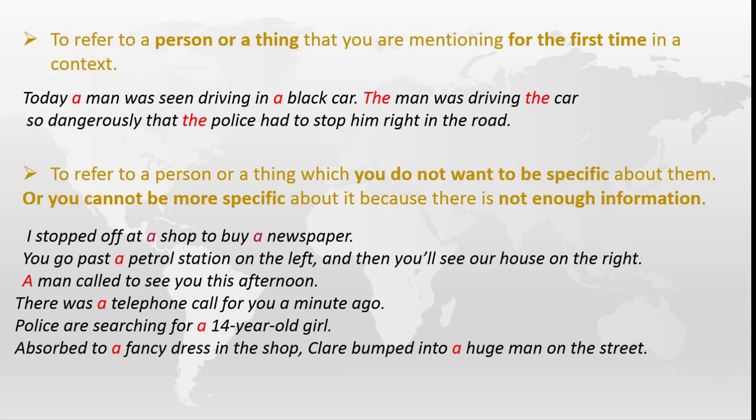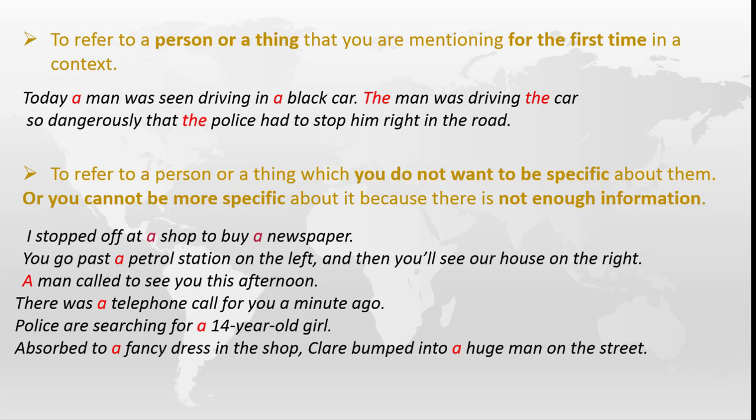In the next case, we need to use an indefinite article when you are referring to a person or a thing which you do not want to be specific about. It's not important to you. You don't want to go into details. Or you cannot be more specific because there is not enough information about it. So now let's look at some examples.